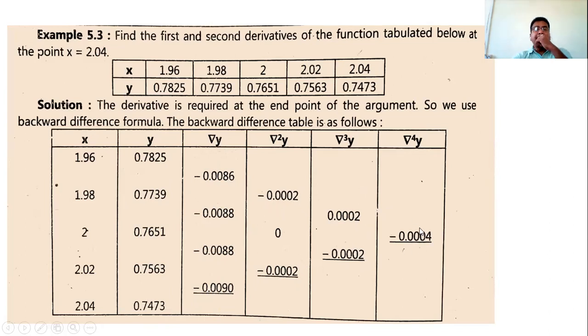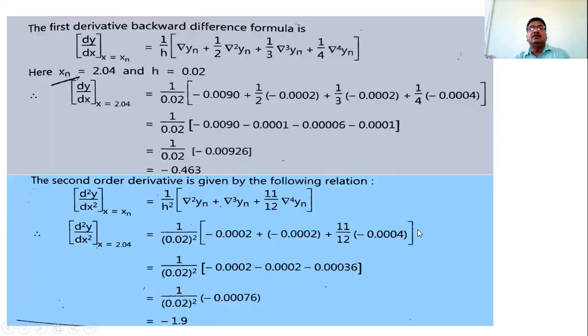So this is the table, and then write these two formulas to obtain the first order derivative and second order derivative by using the backward difference formula. So dy by dx at x equal to xn, that is the derivative at the last point, is 1 by h times del yn, plus 1 by 2 del square yn, plus 1 by 3 del cube yn, plus 1 by 4 del raised to 4yn. All terms are positive. No need to write the further terms, that is del raised to 5, del raised to 6, as all further differences are 0.